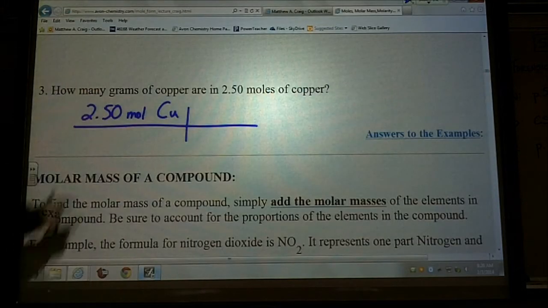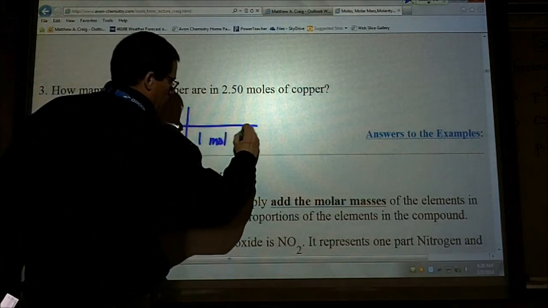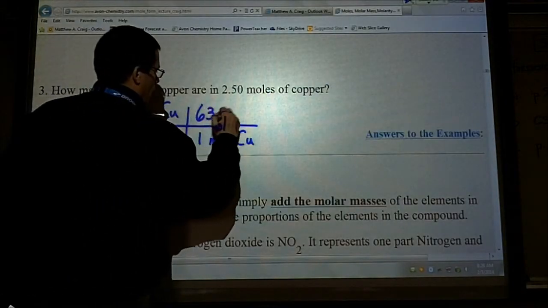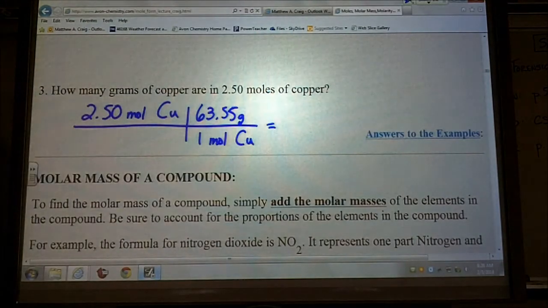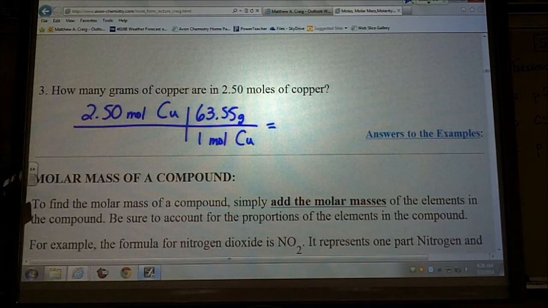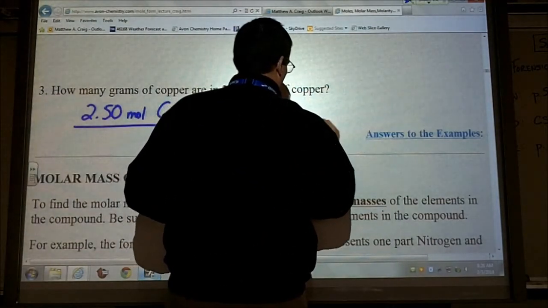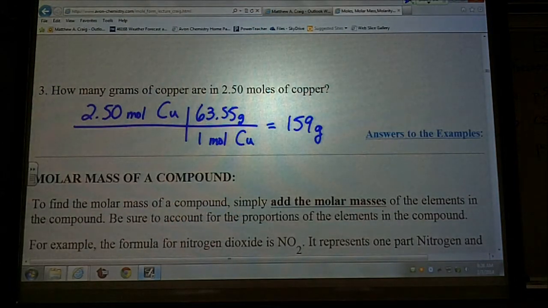So what do we do with the unit mole? Move it diagonal, very good. So in 1 mole of copper, what would we say it was? 63.55. And what should my unit be here? Grams, good. So 2.5 times that, around 159. My calculator says 158.875. Think you could do that? Yeah, that's not bad.